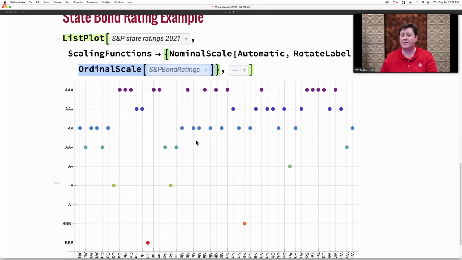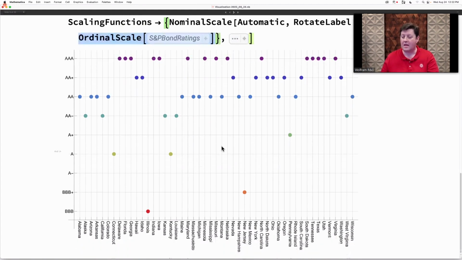And so, at the moment, with nominal scale and ordinal scale, you're probably going to be looking more at the data visualization functions, your list plots, bar charts, bubble charts, rather than your plots and Plot3Ds. But there may still be cases where you're plotting a discretely valued function, and so that may come into a nominal scale or something. So that is the advances and changes we've made to scaling functions in the past year or so, give or take.